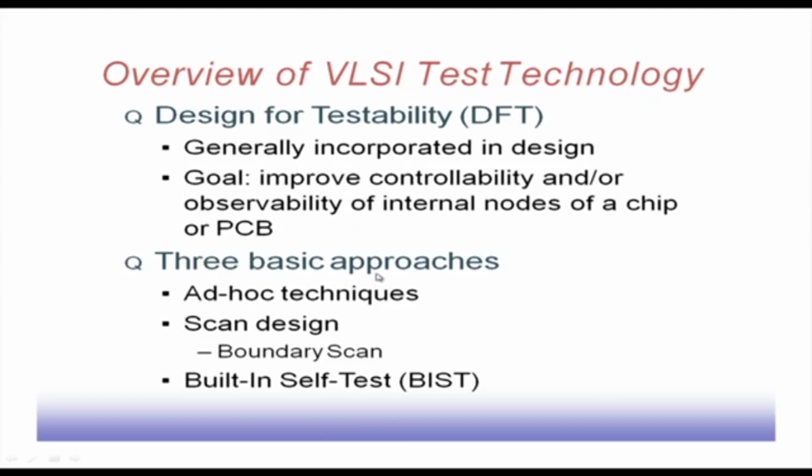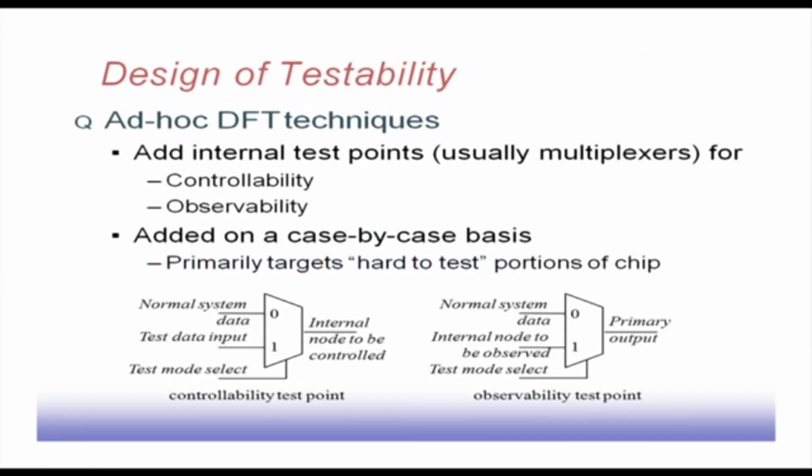So, there are 3 main approaches for this design for testability assurance. One is the ad hoc techniques. The second class is scan design or boundary scan, and the third one is built in self test. So, we will look into each of them in a nutshell.